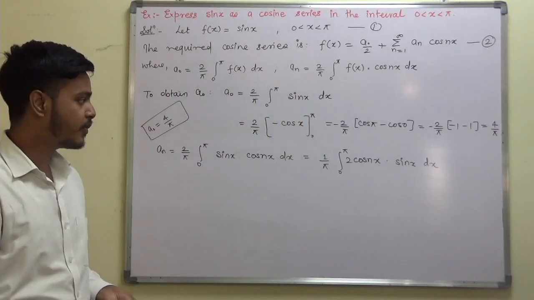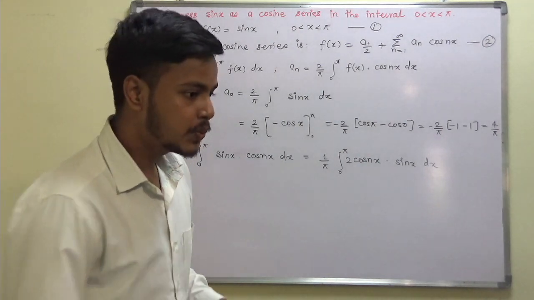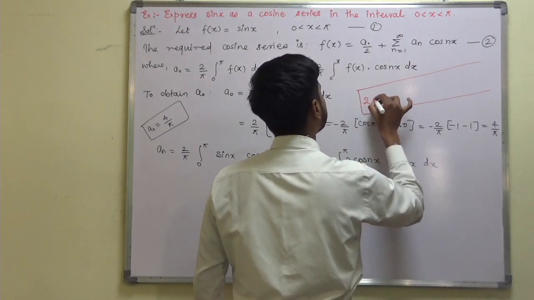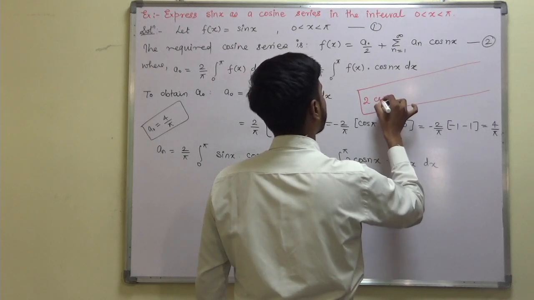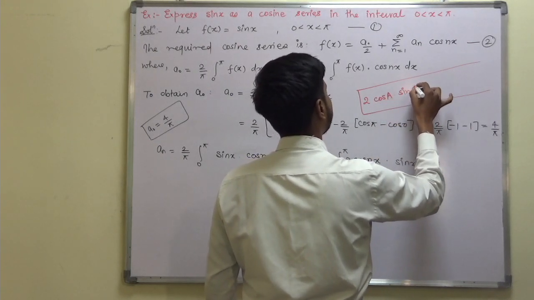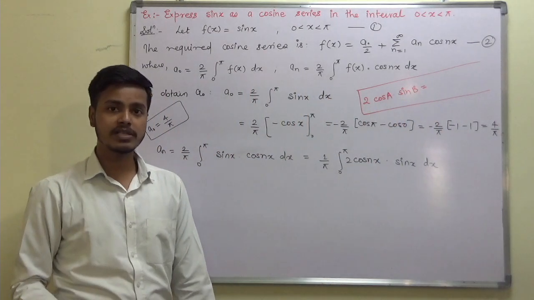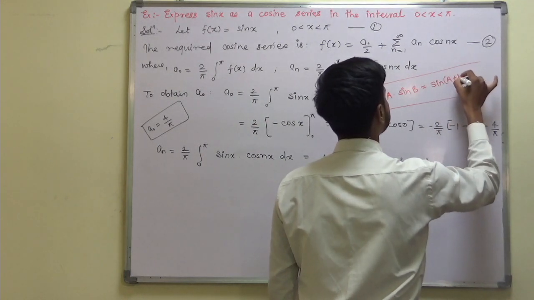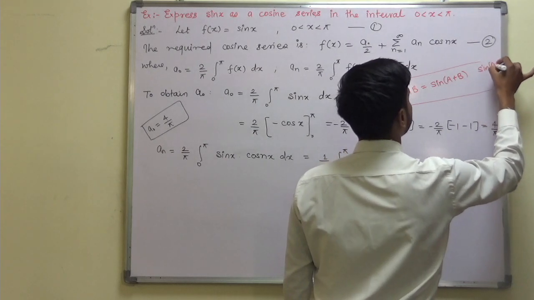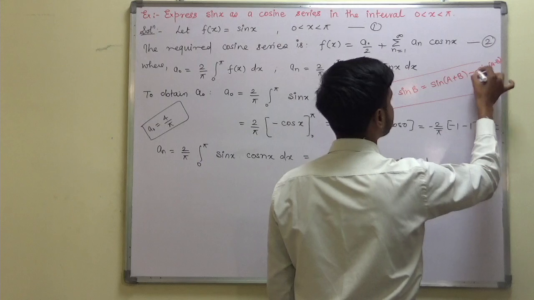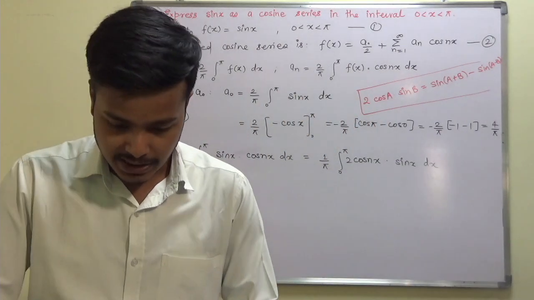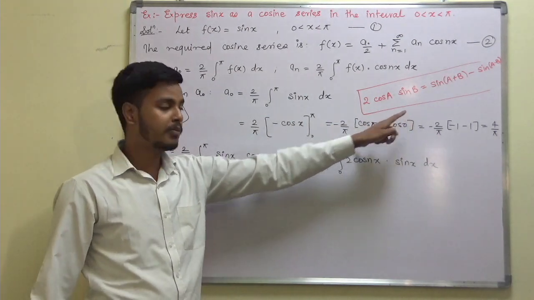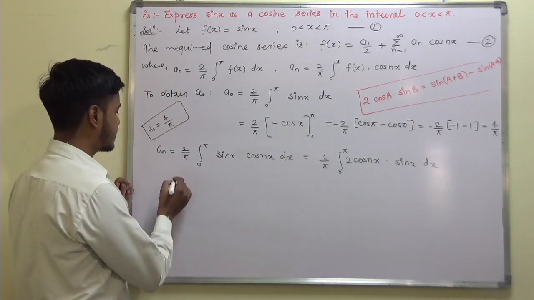Now I'm going to make use of a formula, and that formula is 2 cos A sin B. Whenever there is one sin and one cos, you can write this as sin A plus B minus sin A minus B. Because cos is appearing first, so this is minus. So this is sin A plus B minus sin A minus B. So I'm going to apply this formula here.